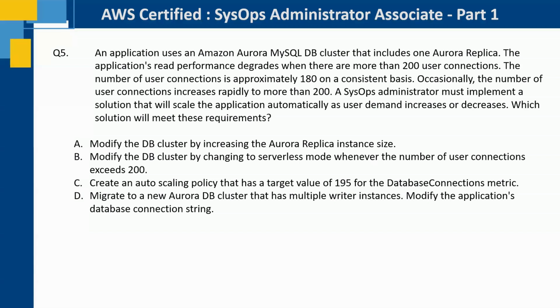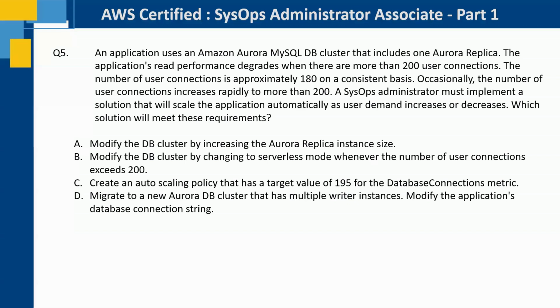Your options are: modify the DB cluster by increasing the Aurora replica instance size; modify the DB cluster by changing to serverless mode whenever the number of user connections exceeds 200; create an auto-scaling policy that has a target value of 195 for the database connections metric; migrate to a new Aurora DB cluster that has multiple writer instances; modify the application's database connection string.